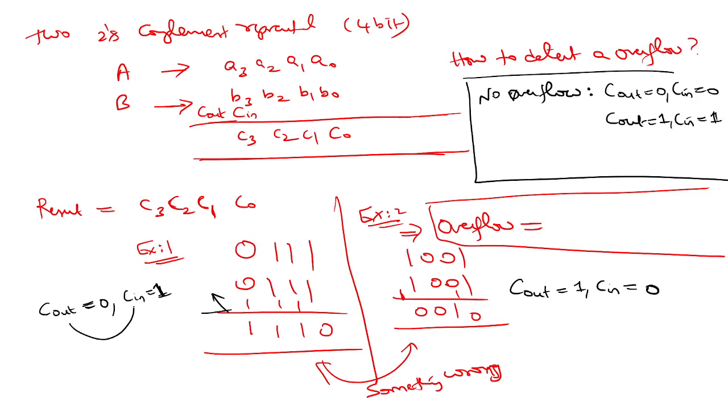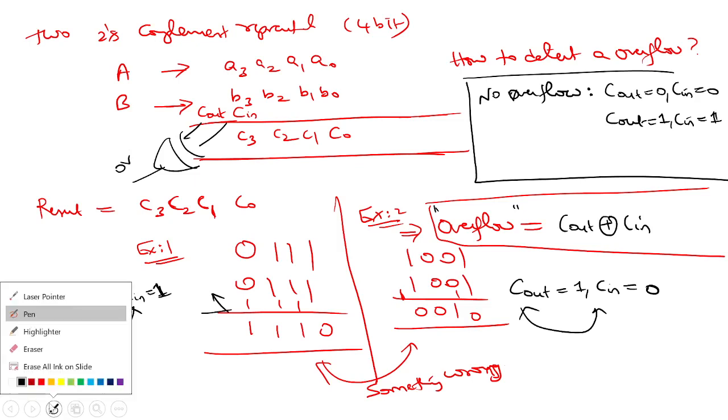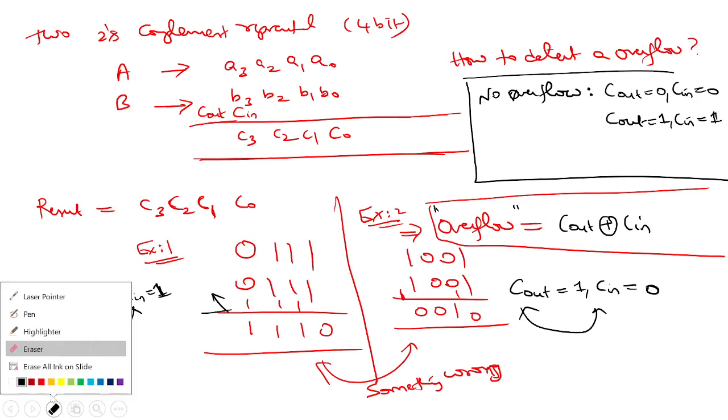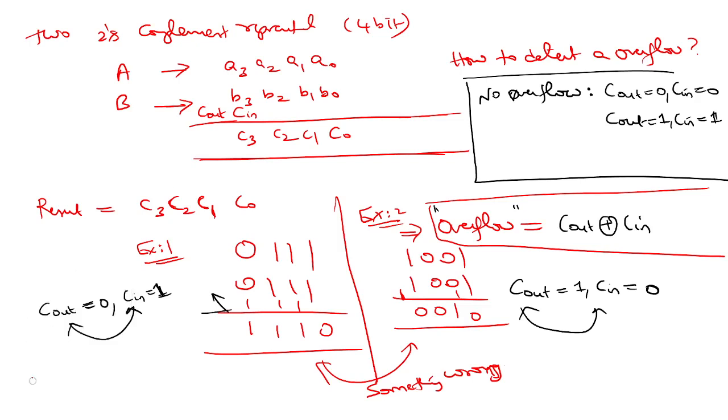Based on C out and C in, can I formulate some formula for overflow? Can you guys guess it now? Exactly, perfect. If I put an XOR gate on C out and C in, I can detect whether the overflow exists or not. So put an XOR gate. This will give you overflow. That's it. No need to do anything else. Anything else that you guys observed? Is it the only way?